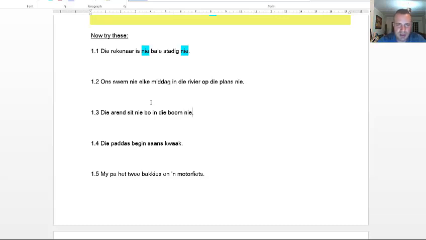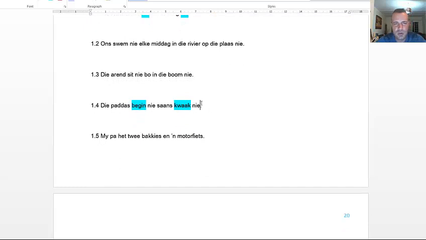Die paddas begin saans kwak. The frogs start croaking in the evenings. Okay, so it's summer and they're starting to make their noise. There are two verbs here. Does it matter? No, it doesn't matter. You're just going to put a ni after the first verb and a ni at the end of the sentence.